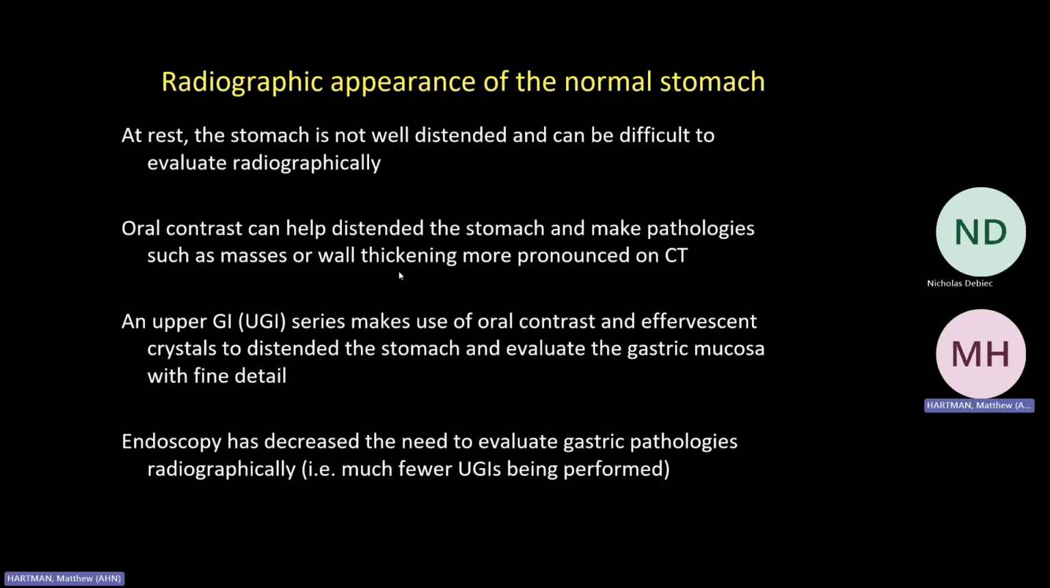So, the normal stomach, just like the esophagus, is difficult to study at rest. It's not well distended and is tough to evaluate radiographically. Oral contrast is going to be very helpful whether we're doing CT or fluoroscopy. When we do fluoroscopy, we often do something called the upper GI. We administer effervescent crystals, which will distend the patient's stomach. Then we'll coat that with barium, turn them all around, turn them into a barium milkshake, and get a great look at the gastric mucosa.